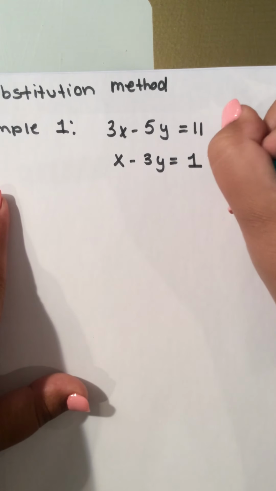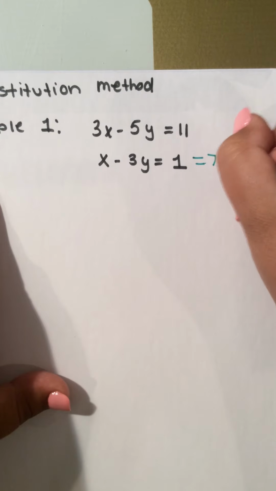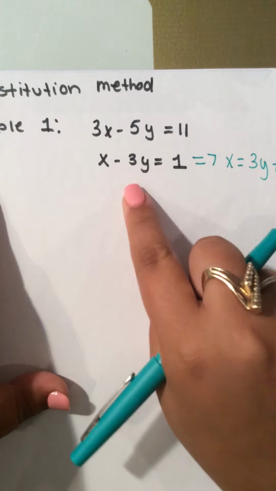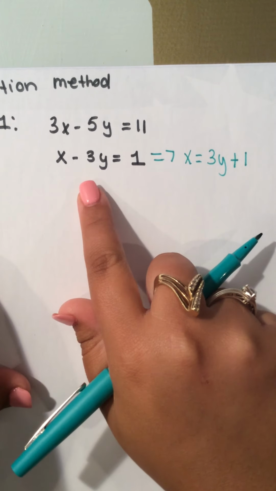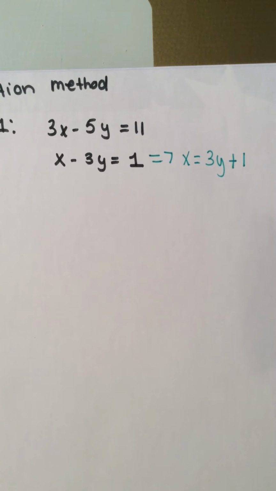So I'm going to draw an arrow right here, and I'm going to use a different color, and I'm going to say that x equals 3y plus 1. The reason it's 3y plus 1 is I would add 3y to both sides, so I would get x equals 3y plus 1. Now I can substitute it in.